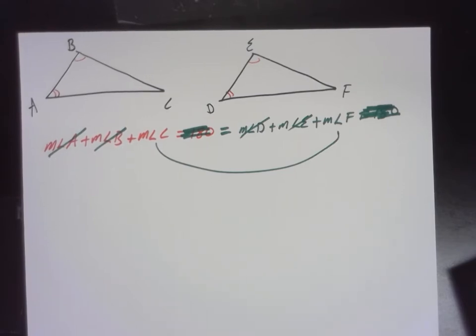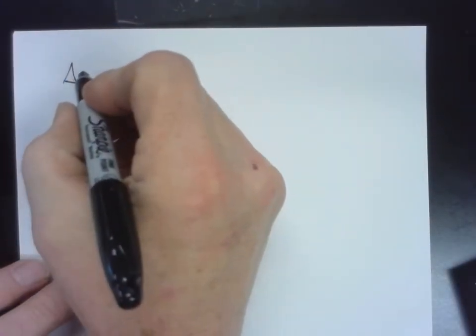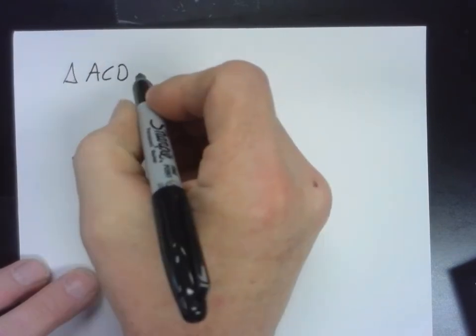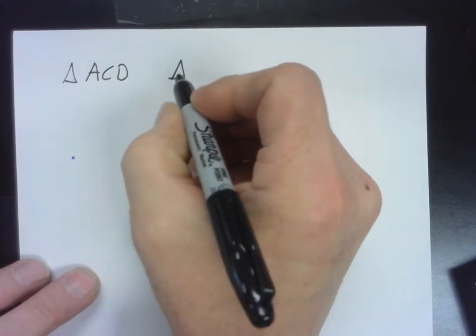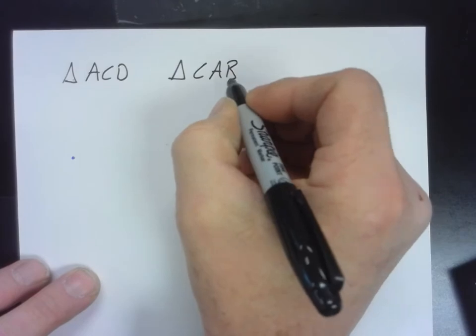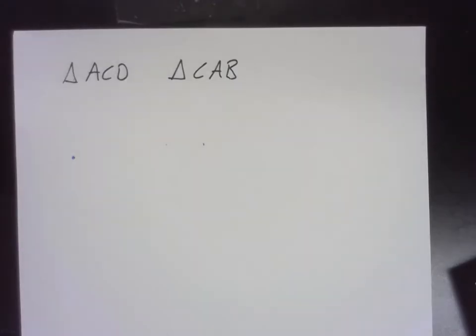See the picture? Everyone study the picture for a second while I write the congruence statement. You are given triangle ACD and triangle CAB, and we're supposed to prove that those two are congruent. So look at the picture for a minute. What two angles do you know are congruent in the two?